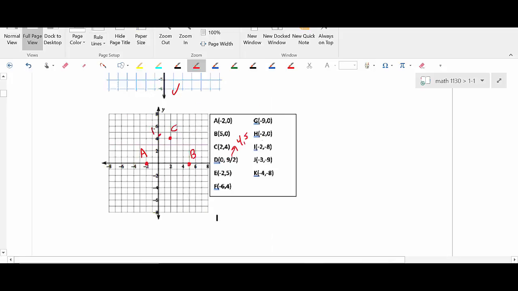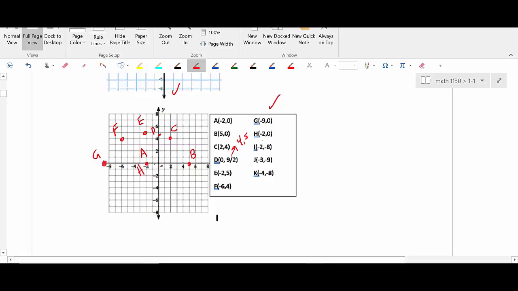That's point D. Okay, E is -2, 5. So left 2, up 5. And then F is -6, 4. So that's left 6 and up 4. And then we do the rest of them. G is -9, 0, so that's left 9. That's out of room, so I'll just throw a little extra notch there. And then H is -2, 0. So I think I already had that one, didn't I? So that one's also H.